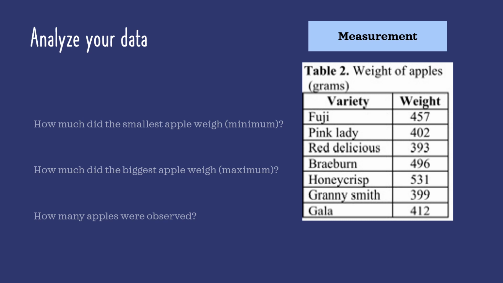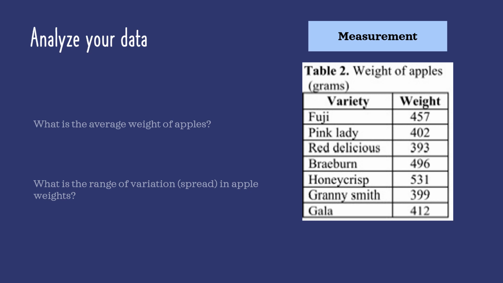Let's practice. How much did the smallest apple weigh? This is the minimum observation. The smallest apple in this list is 393 grams. How much did the biggest apple weigh? The maximum observation is 531 grams. Those are the Honeycrisps. And how many apples were observed? So here we just count up the number of rows because each row represents one apple that was weighed. There were 7 apples weighed in this experiment.